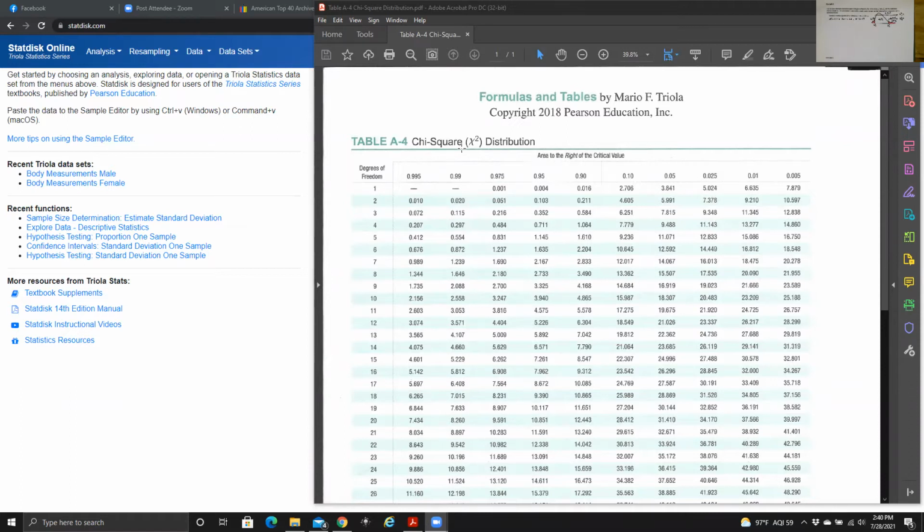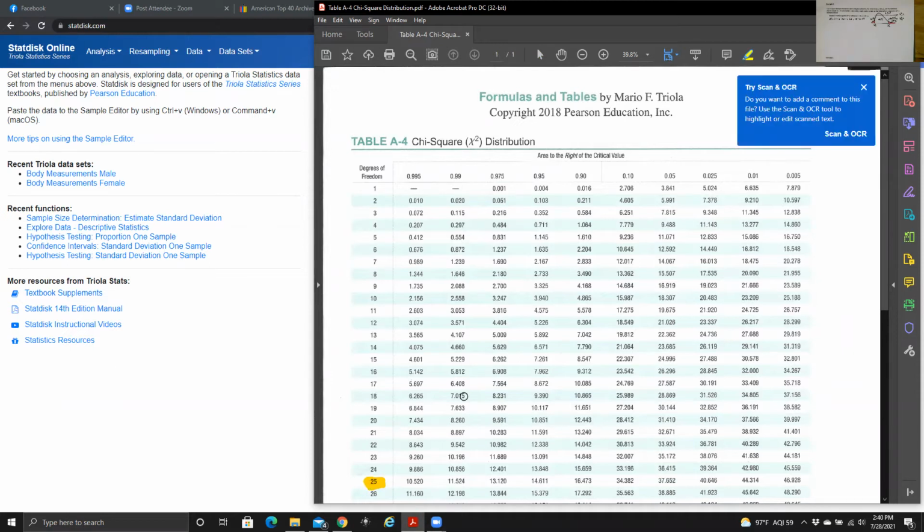Now, we have 25 degrees of freedom, okay? So here I'm going to highlight 25, which is right here. And to the right was 0.975, if you remember. And also, I had 0.025. I'm going to highlight that as well.